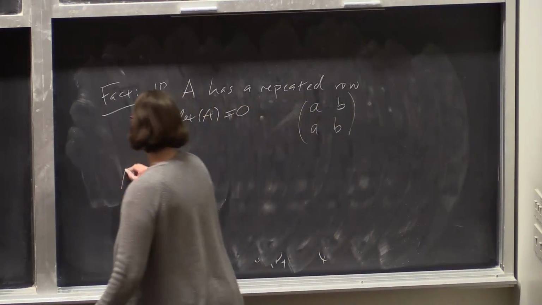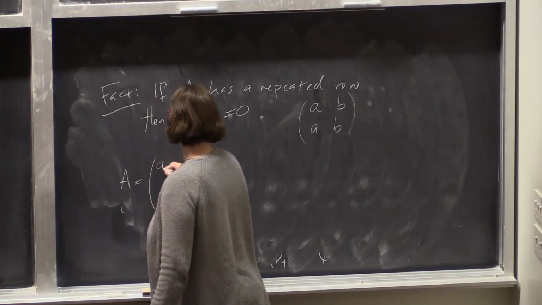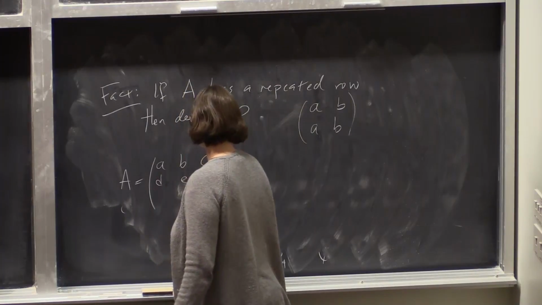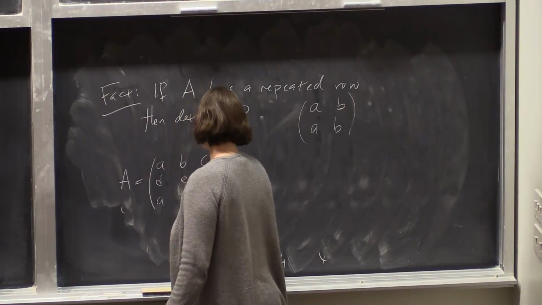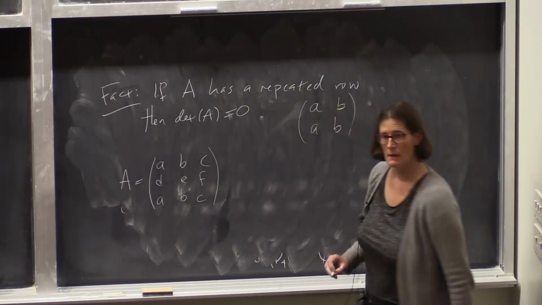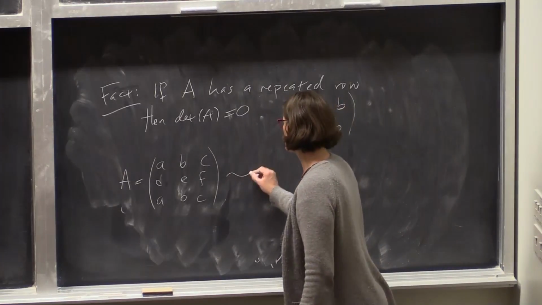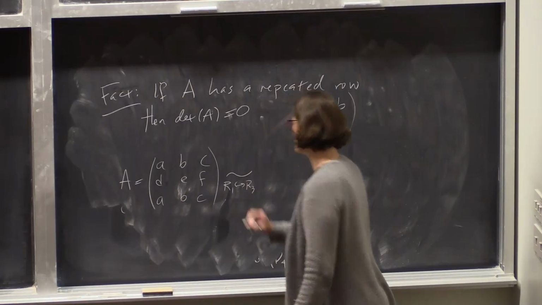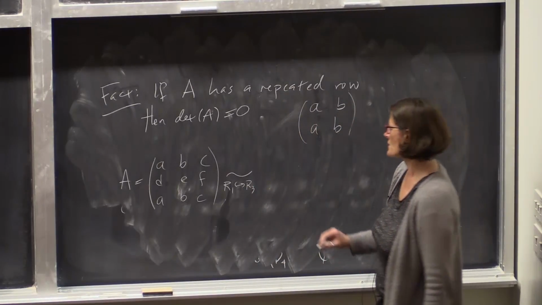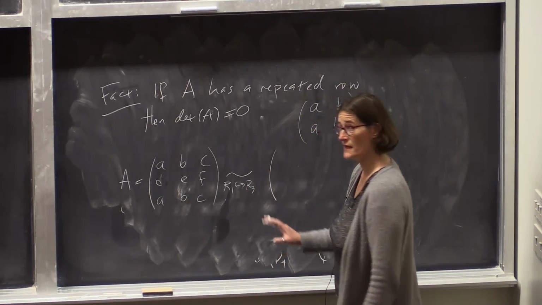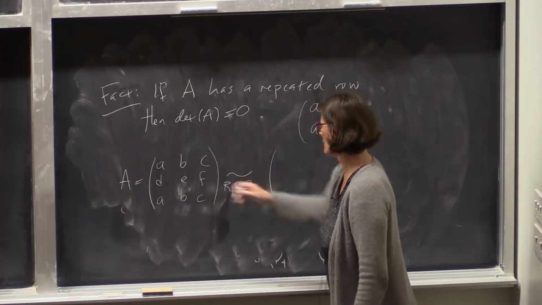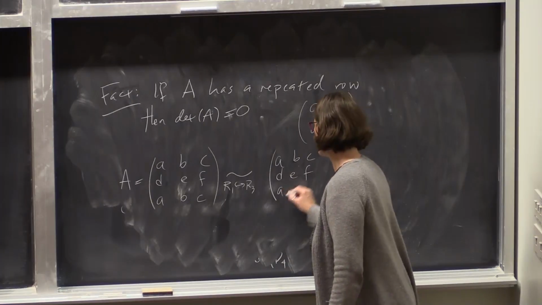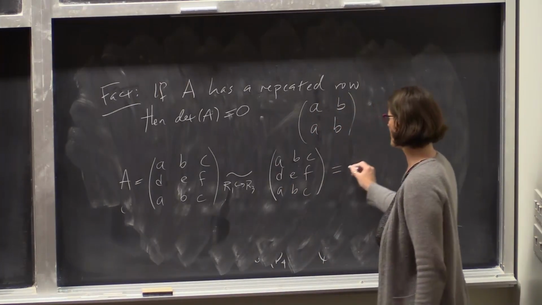What if I have the matrix A is A, B, C, D, E, F, A, B, C? This is row equivalent, by swapping rows 1 and 3, to the matrix A, B, C, D, E, F, A, B, C. OK, ready? Here we go. I'm going to swap them. That is B.